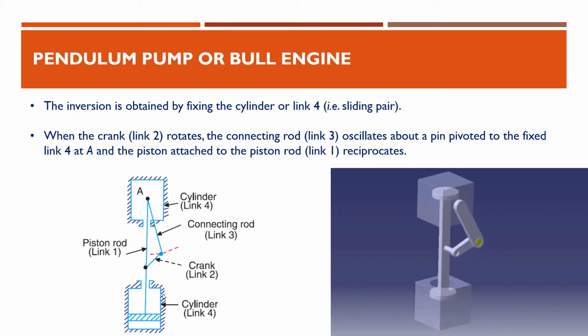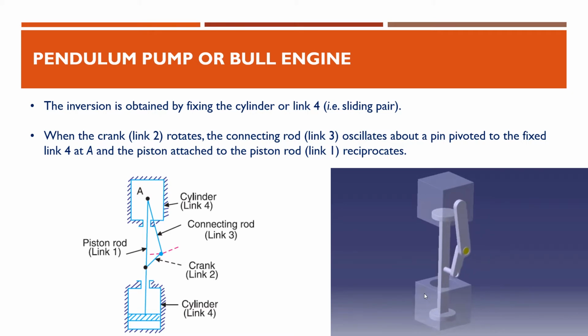Here the rotary motion of the crank is converted to the reciprocating motion of the piston. In the animation, you can see that there are 2 pistons, one on the top and the other on the bottom. This is also a variation of the pendulum pump. This is also called the duplex pump, where 2 pistons are present. Whereas in this figure, there is only one piston. This is also the pendulum pump or the bull engine. If there are 2 pistons, then it is called the duplex pump. Anyway, the basic explanation is the same for both cases.